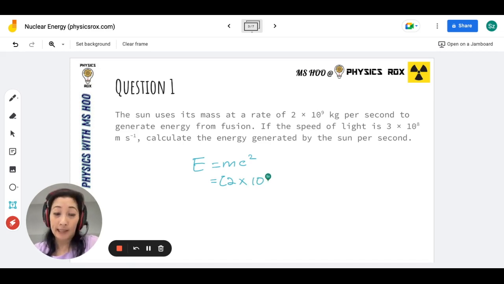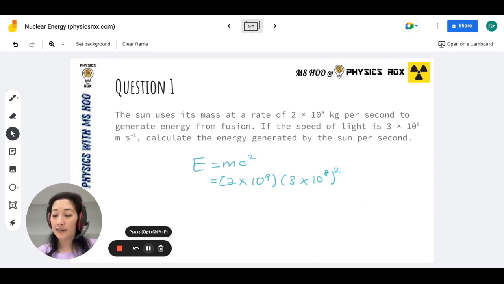For the value of C, it's the constant value of the speed of light. So it's 3 times 10 to the power of 8. And remember to square the value of C. So a lot of students, they don't get the correct answer because they forgot to square it. And the answer we'll get is 1.8 times 10 to the power of 26 joules per second.